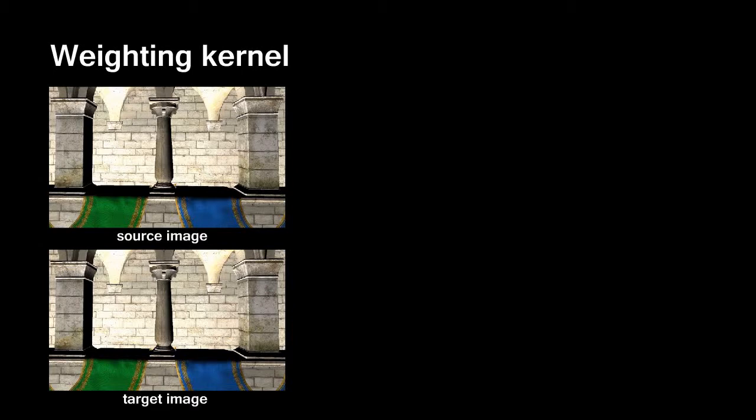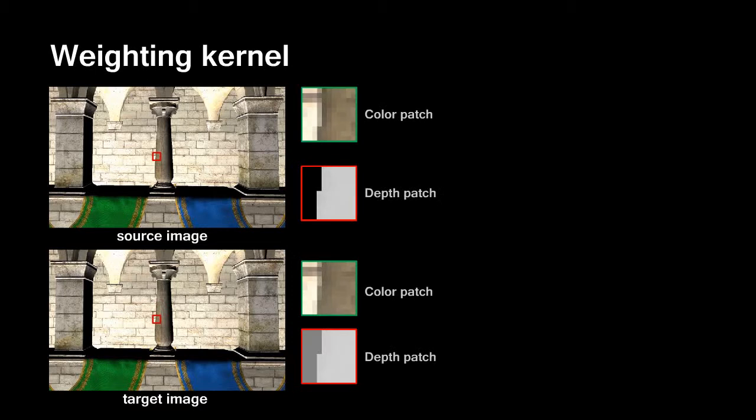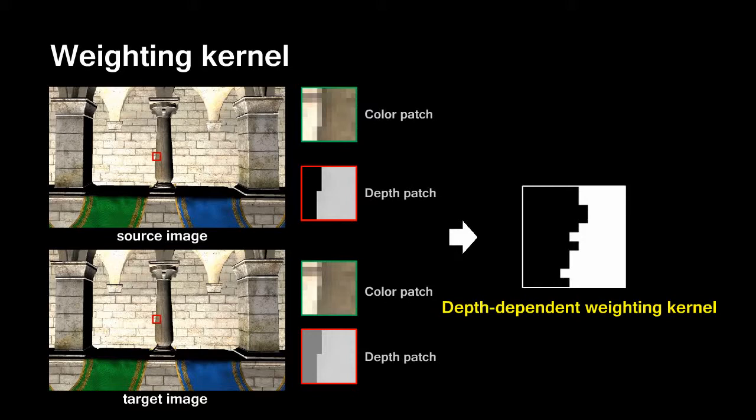Here we give an illustration of the weighting kernel. In this example, we compress the disparity range of the source image to synthesize the target image. We focus on the two patches centered on the pillar. The weighting kernel penalizes the color distances more on the pillar and less on the wall, since the central pixel is part of the pillar. For more details, please refer to our paper.